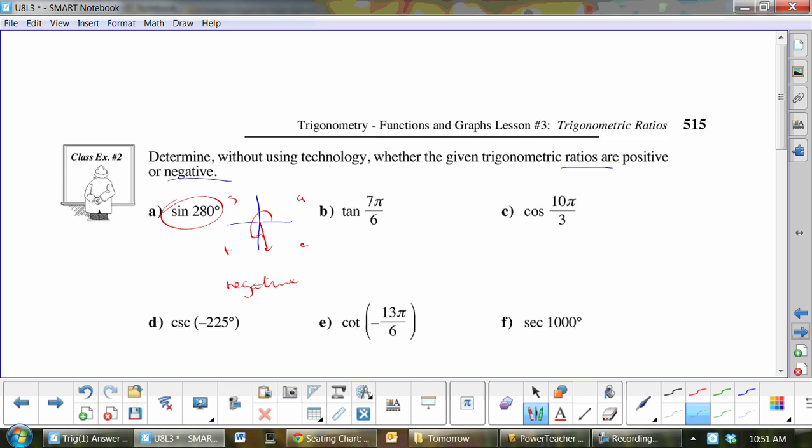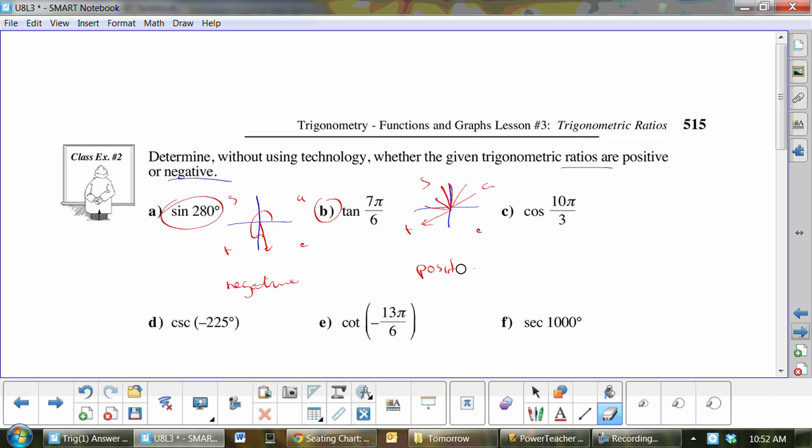Okay, let's do B. Tan 7 pi over 6. Okay, so I'm doing my picture. Now I'm going to count. 1, 2, 3, 4, 5, 6. I'm right here, 7. Okay, so that's where 7 pi over 6 is. I put my CAST rule. What's tan? Positive.